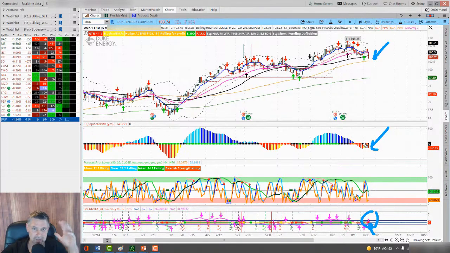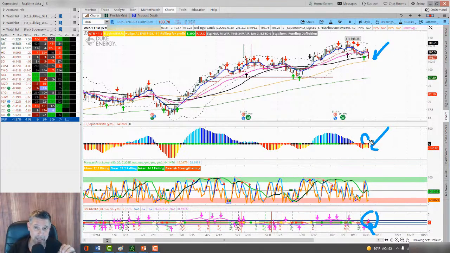If you guys notice, this is very subtle, but the red changed to black. So what happened is if you have the old squeeze, there's no black. Yours fired. Today, Duke Energy fired to the downside on the regular squeeze. On the Squeeze Pro, it went from red to black, so it's still in a squeeze, but it's a low compression. So there are signs warning us, hey, wait a minute.